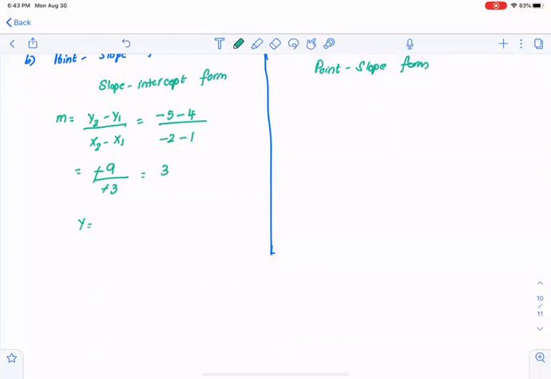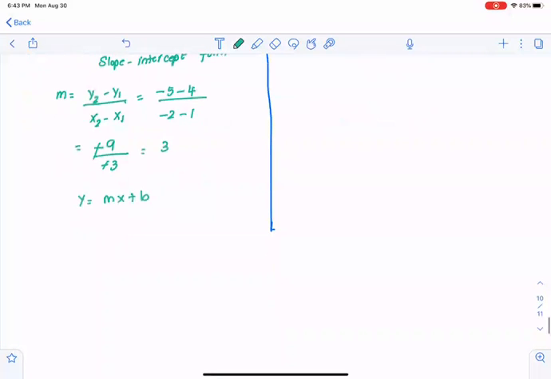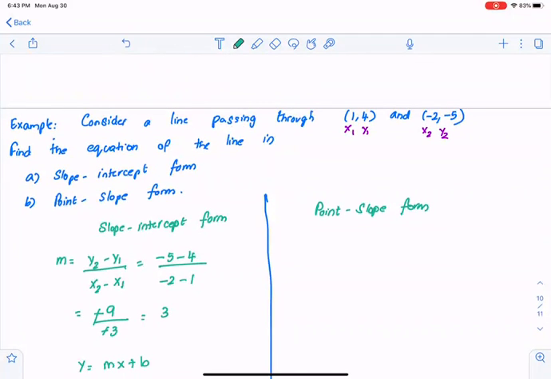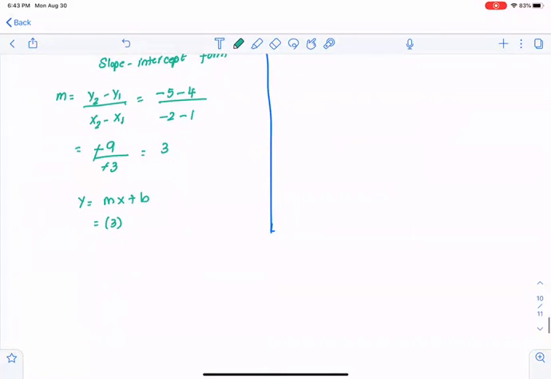So y is equal to mx plus b is the slope-intercept form. And if I plug in the slope, which is 3, and one of the points, you can either pick (1, 4), or you can pick (-2, -5). It is entirely a matter of choice. I am going to pick (1, 4).